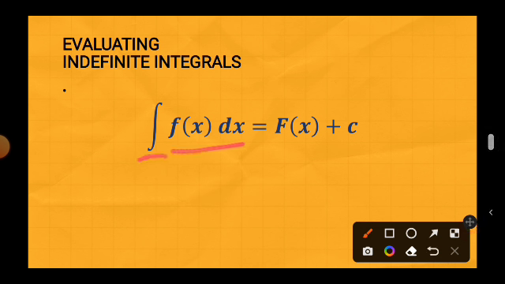So in evaluating indefinite integrals, we can express it by its basic form: the indefinite integral of function f of x dx, which is equal to the antiderivative or the antidifferentiation of f of x plus the arbitrary constant c.